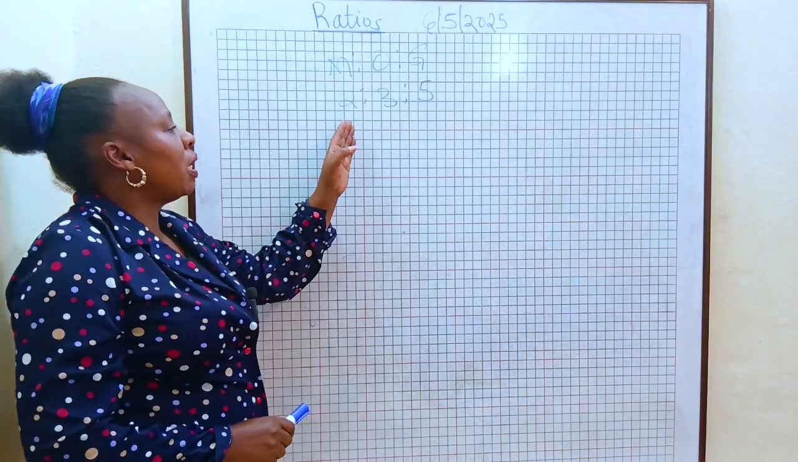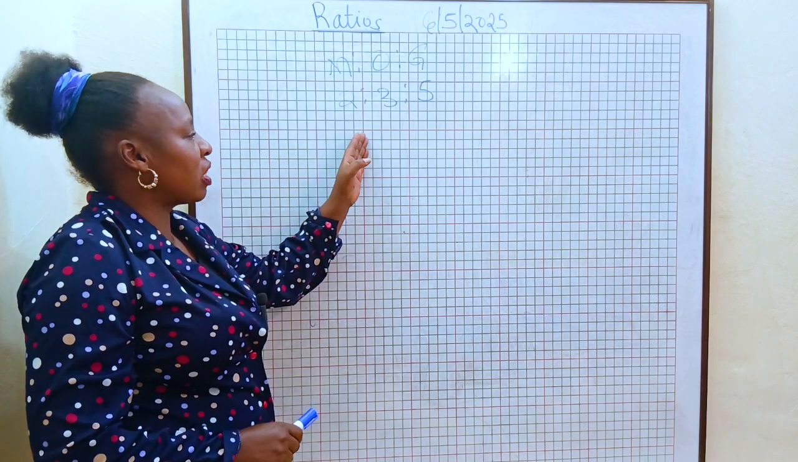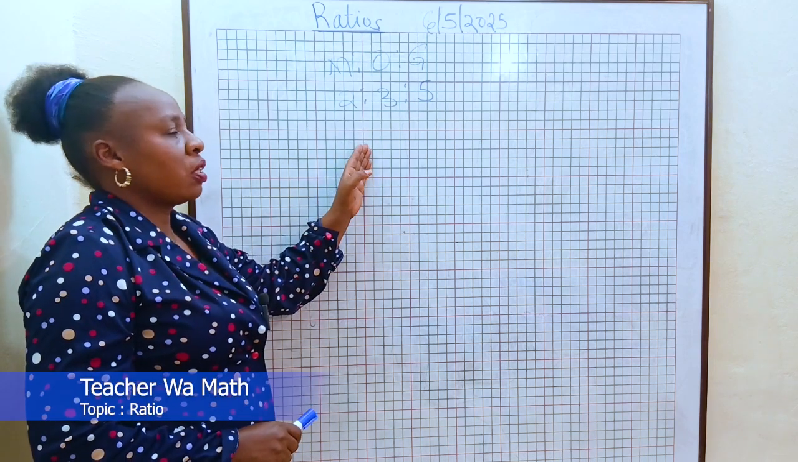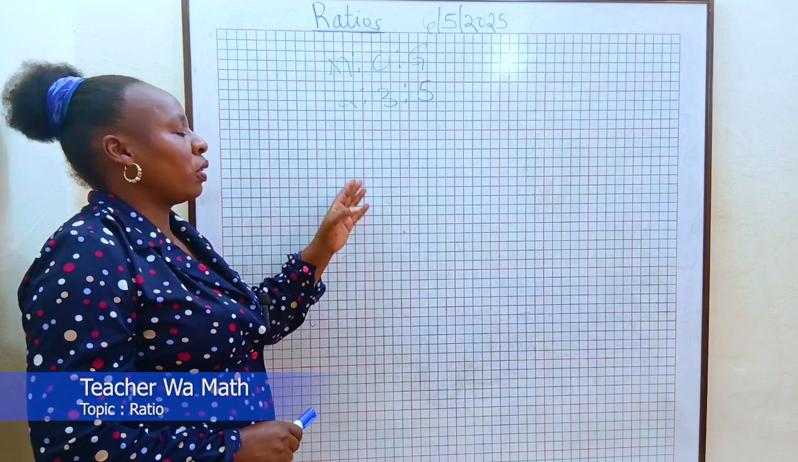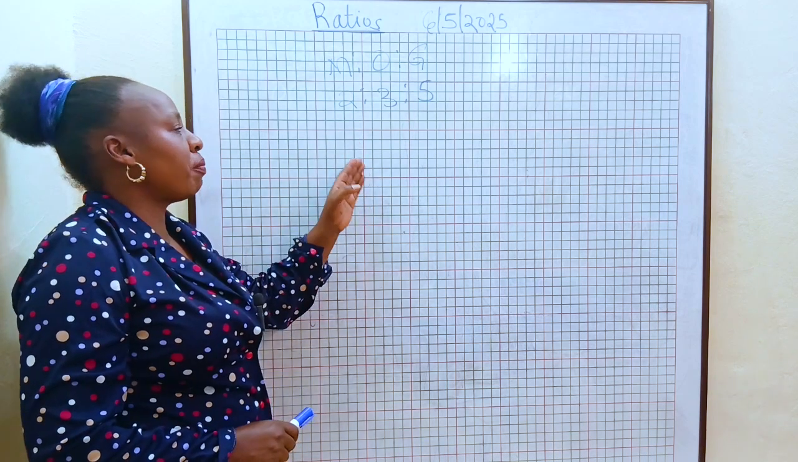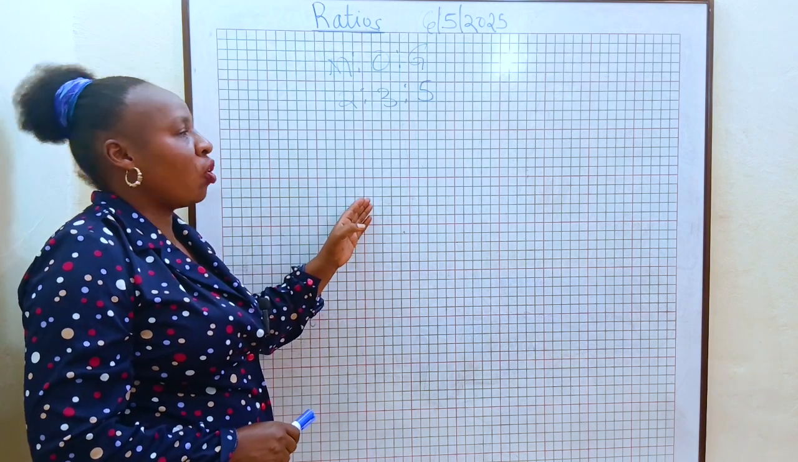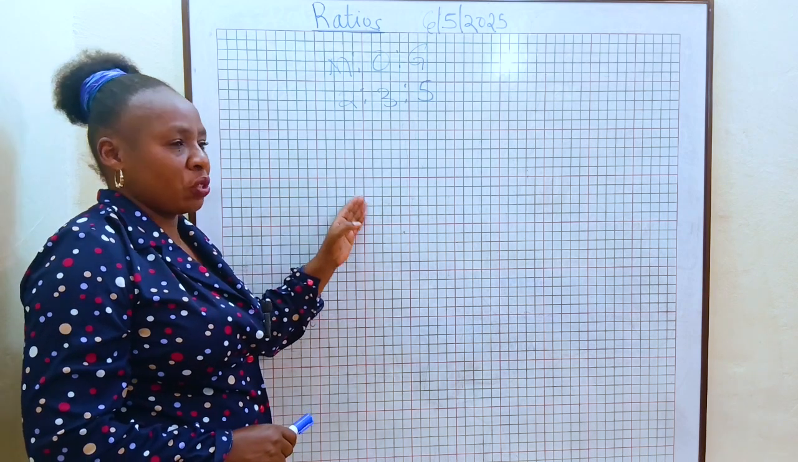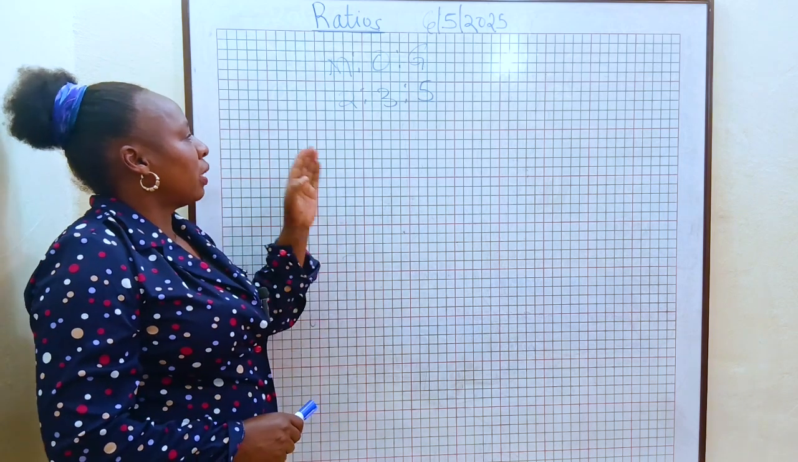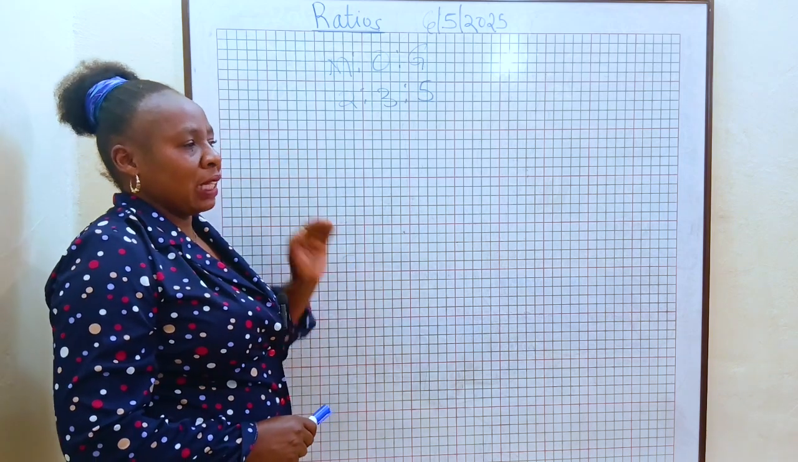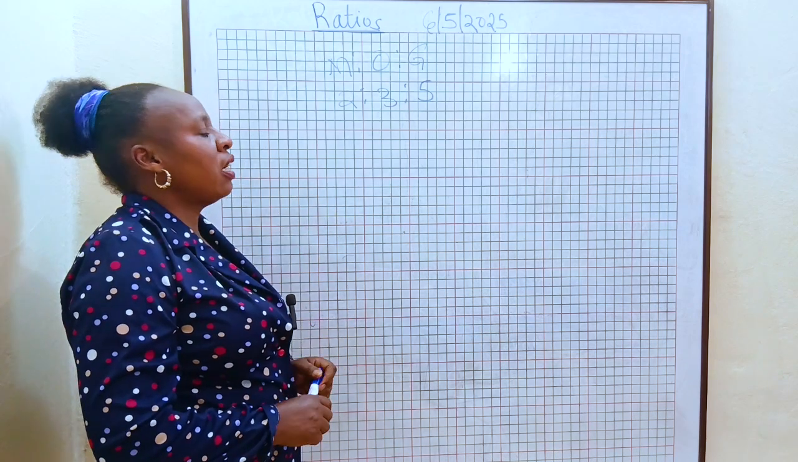Okay, having been able to write the given comparisons as ratios, we can also go ahead and calculate the total number of items either in decreasing ratio or increasing ratio. And that will be our next video. So next time, that is what we will be discussing, increasing ratios and decreasing ratios.